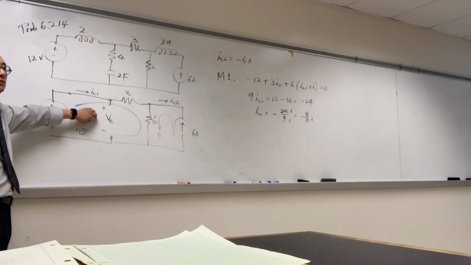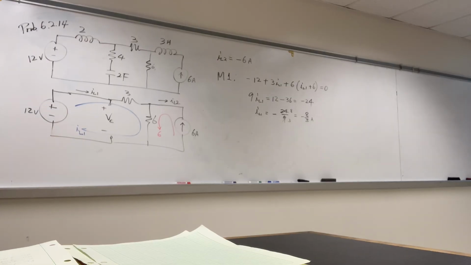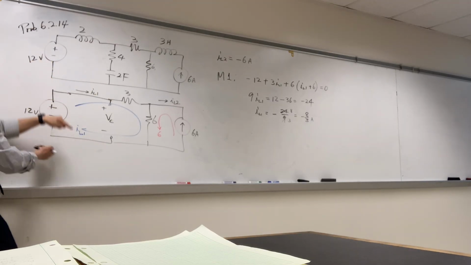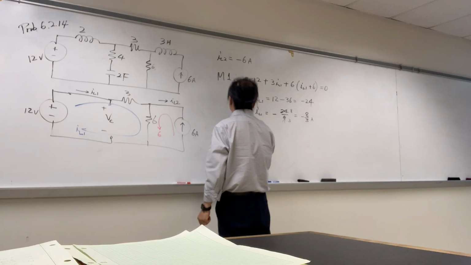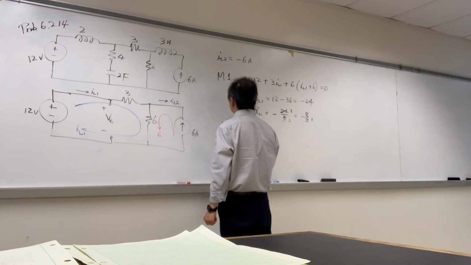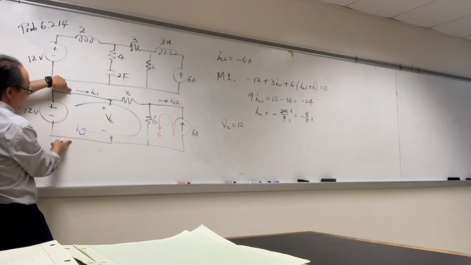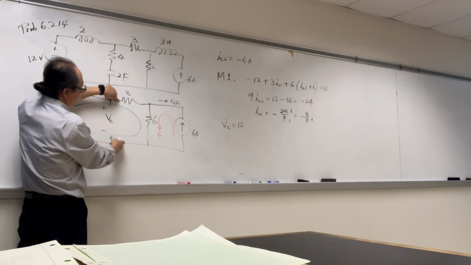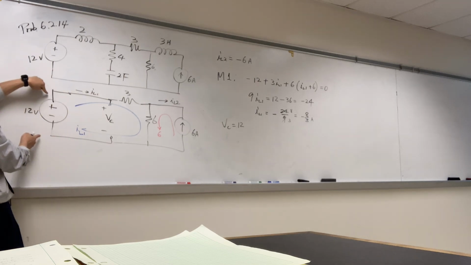Now how do you find the VC? All right, we don't have to do anything. The voltage across here is the same as the voltage across here. So VC equals 12. The voltage across here, same thing as the voltage across here, same thing, until we hit this guy. They're all 12 volts.